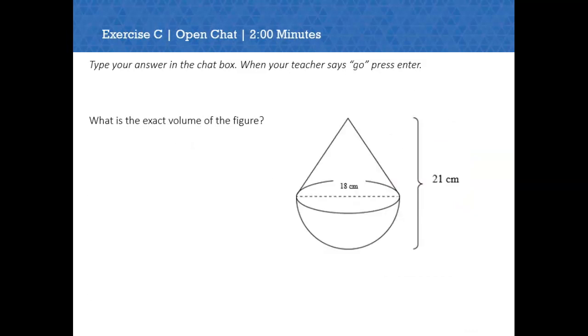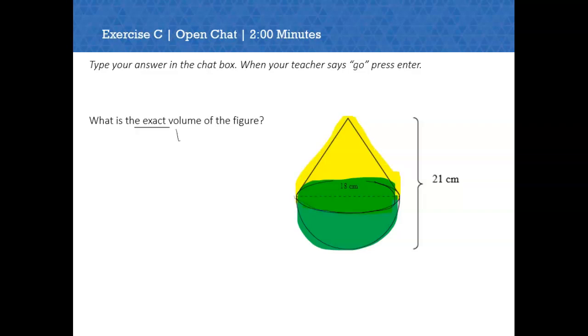Let's try another one. So now we see this is a half sphere down at the bottom, and then we have a cone on top. So let's do the half of the sphere first. And again, it's asking for exact, so we're going to leave it in terms of pi. So volume of, it's really a hemisphere.